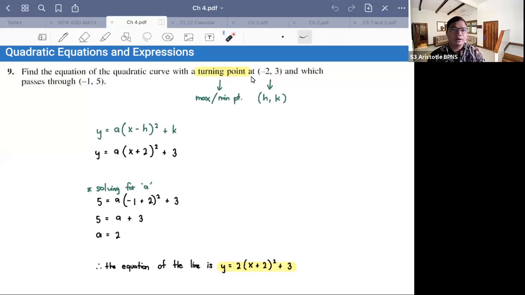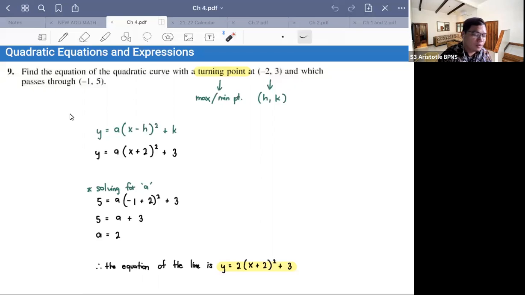So again, number 9, right? This is the opposite of what we have been learning since the beginning of chapter 4. Now, what if we are given the turning point and another point? How do we find the equation of the line?